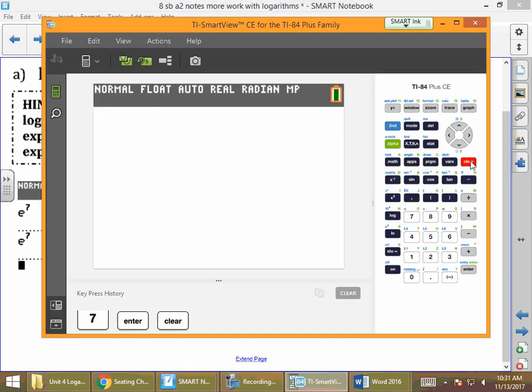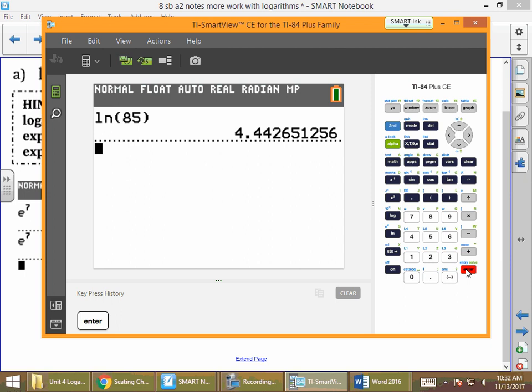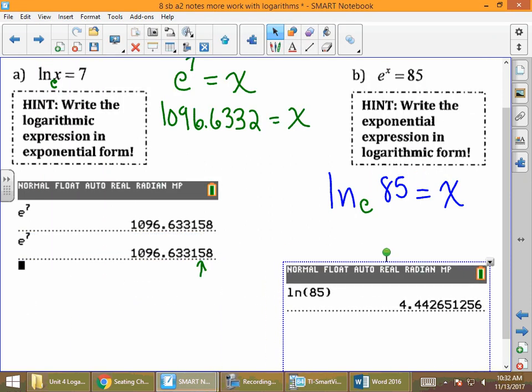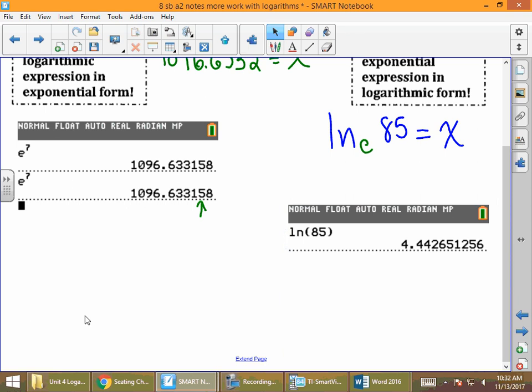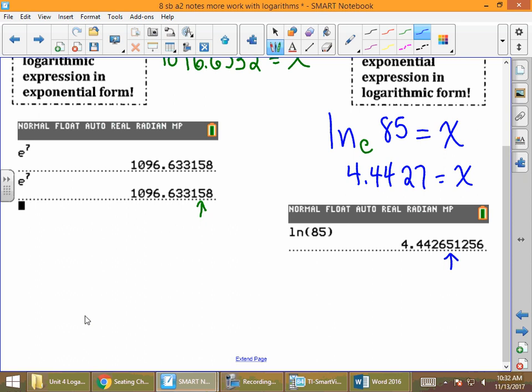The natural log, again, third button from the bottom on the left. There's the ln, and it's 85. Close the parentheses. Then we get our decimal there of 4.44265. And once again, we look at this 5, and because it's a 5 there in that 5th decimal position, we're going to round that 6 up to 7. So we get 4.4427 equals x.